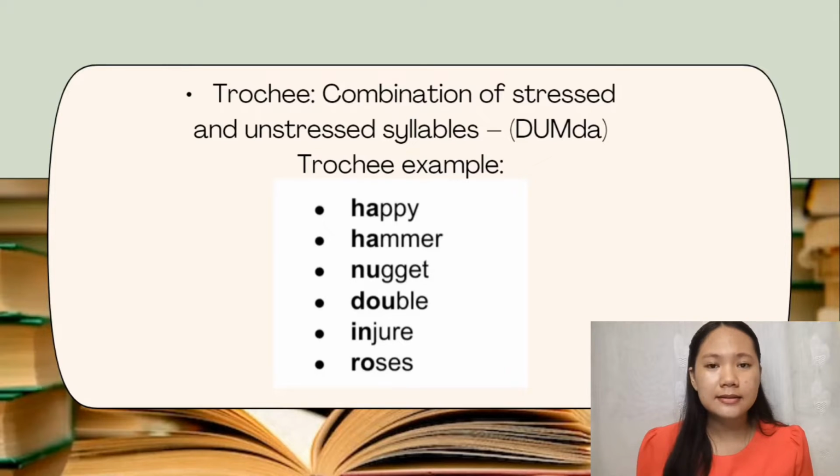So let us take a look at the examples of trochee. First, we have happy, hammer, nugget, double, injure, roses. So those are some of the examples of trochee words. From a heavy syllable to a light syllable. So now let us move forward to another type of feet.